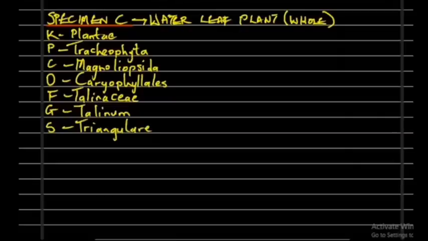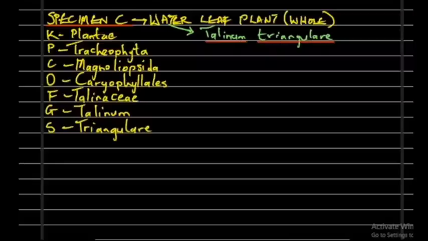So with this, we can say that its scientific name, its botanical name, is Talinum triangulare. That is the scientific name or the botanical name for this particular crop. So what do you need to know about this crop? It is called water leaf because of its high water retention.